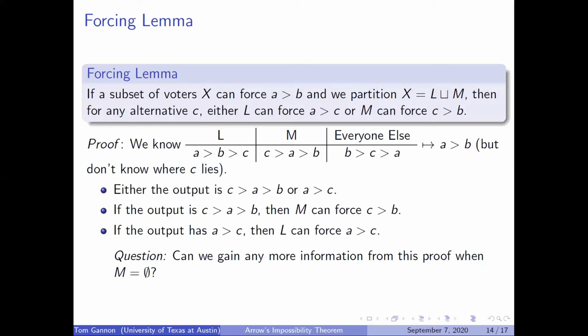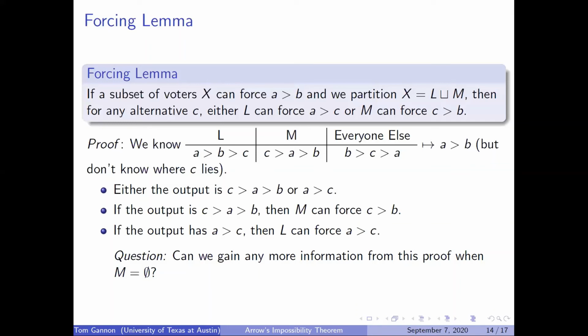So I see a question in the chat. What if the group I labeled everyone else voted differently and changed the results? Wouldn't that mean that none of the groups could force on their own? So what I'm implicitly using in all of these cases is independence of irrelevant alternatives, right?